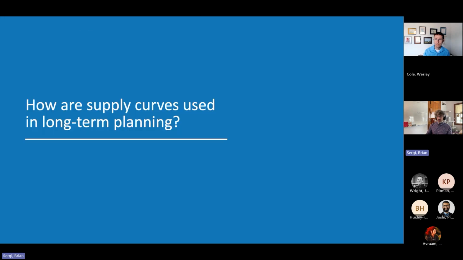So that's details on the supply curve availability. I'll stop here for questions. I think I see one from Jared. Do you want to go ahead and ask yours?